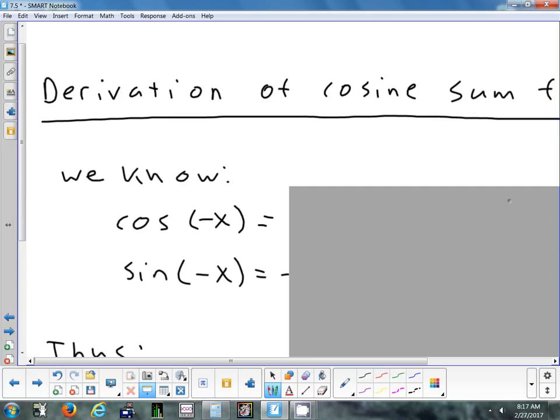Does anybody remember if you take the cosine of negative x, something happens to that negative? If you took the cosine of negative 20 and the cosine of positive 20, anybody know how those 2 answers would compare? They could be the same or they could be different. So let's just try it and see.